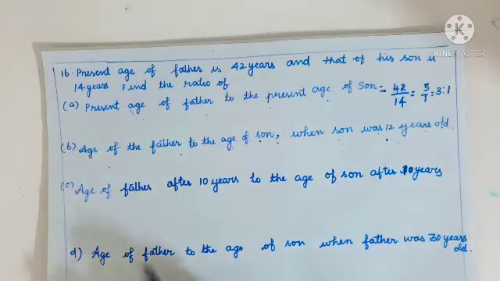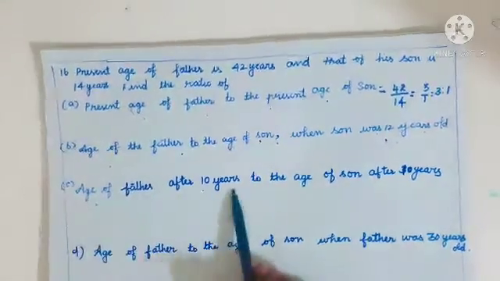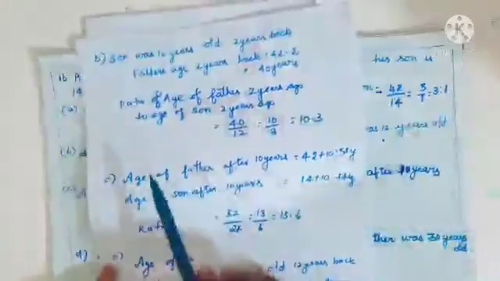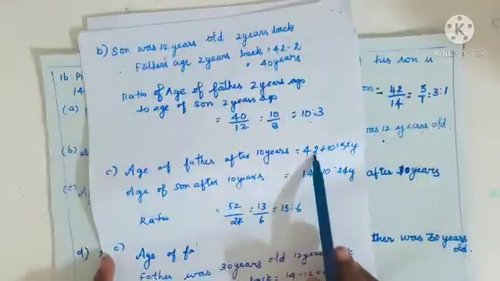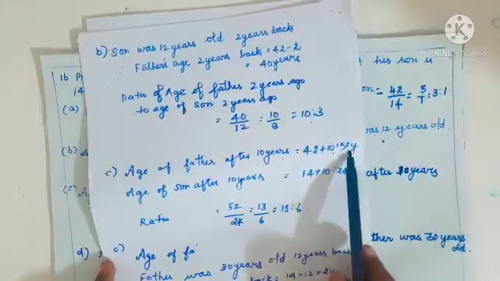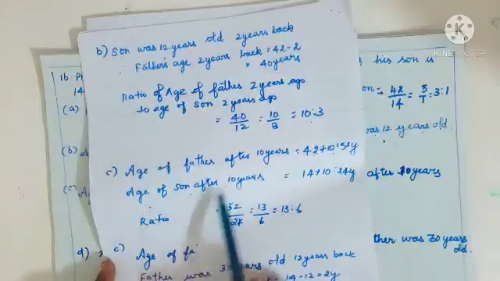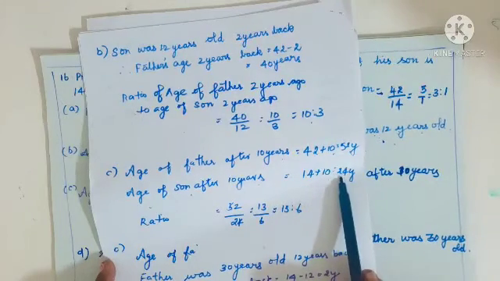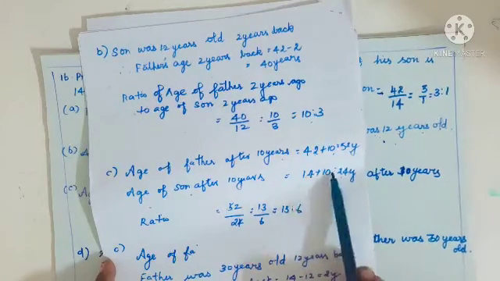Now we are going to see the C question. The age of the father after 10 years to the age of the son after 10 years. If you listen here, the age of the father after 10 years is what? 42 plus 10. So that is equal to 52 years. The age of the son after 10 years is equal to what? 14 plus 10. That is equal to 24 years.